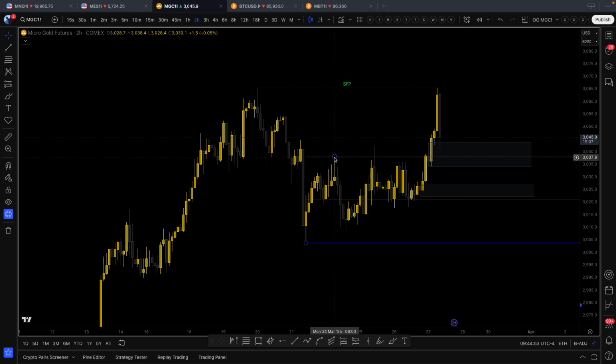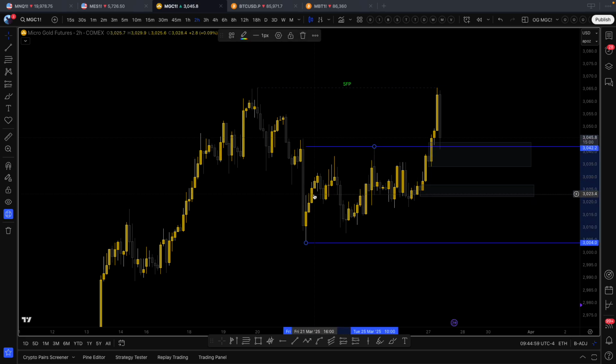We SFP'd this internal high. So we will move our range to the new high. And now this is our range. Right now we are back testing this range high at this order block, which is a 2-hour order block.